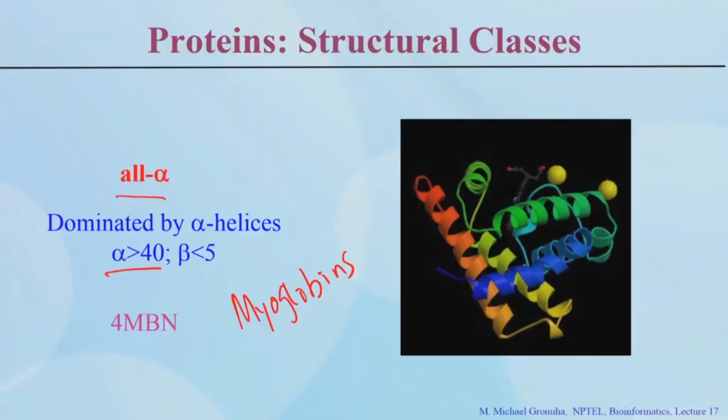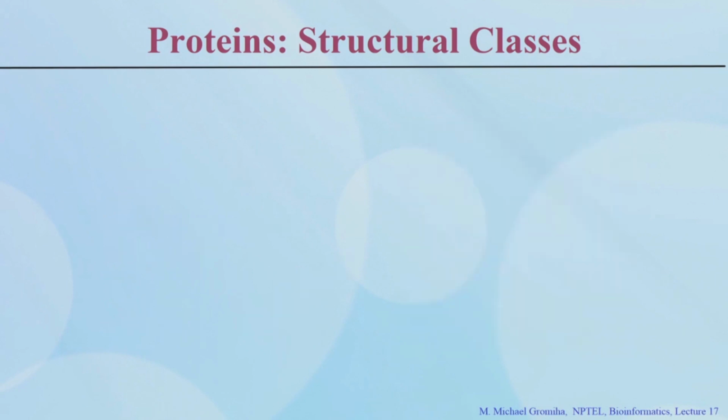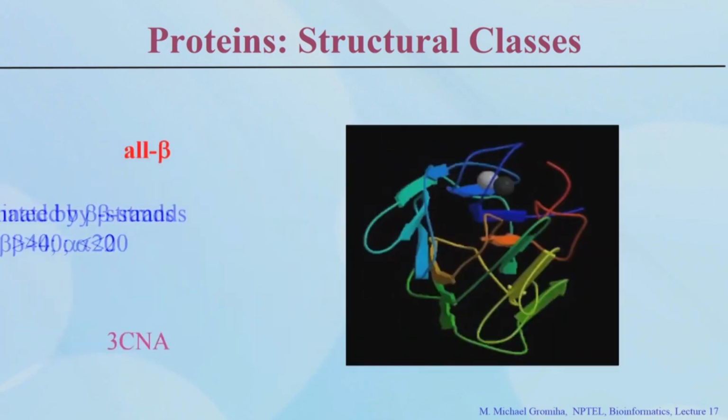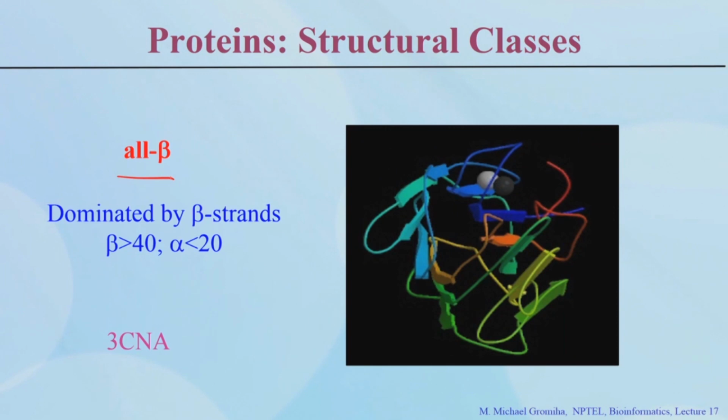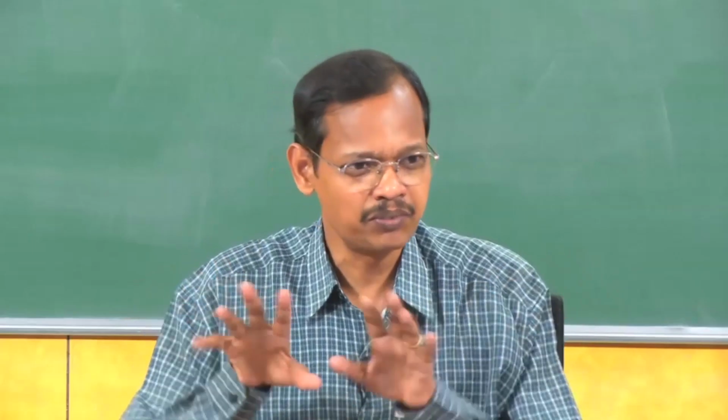Then the second class: likewise all alpha, some proteins have a larger number of beta strands. Predominantly you can see the occurrence of beta strands, and these types of proteins are called all beta proteins. You can see the dominance of beta strands in the structures, for example, more than 40% beta strands and fewer alpha helices. This is an example; it contains several beta strands in this protein. So, one class contains mainly alpha helices and the second class contains mainly beta strands.